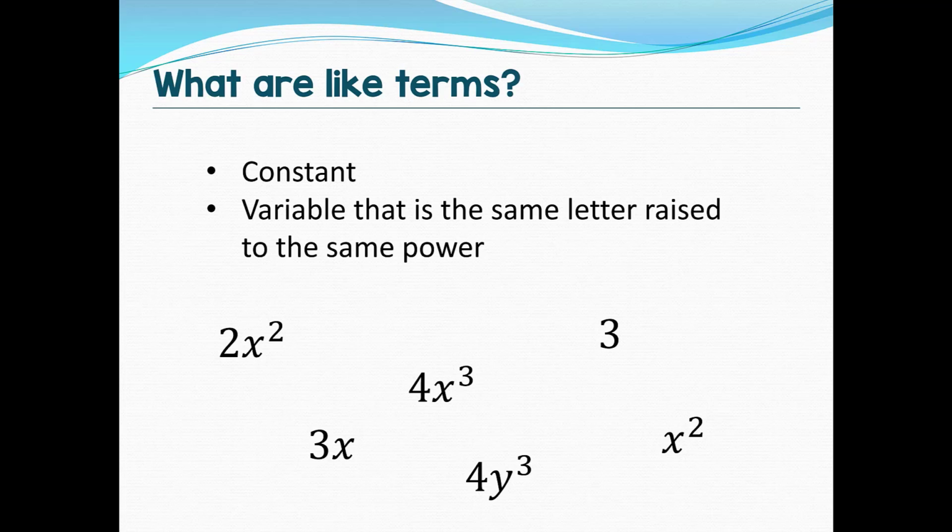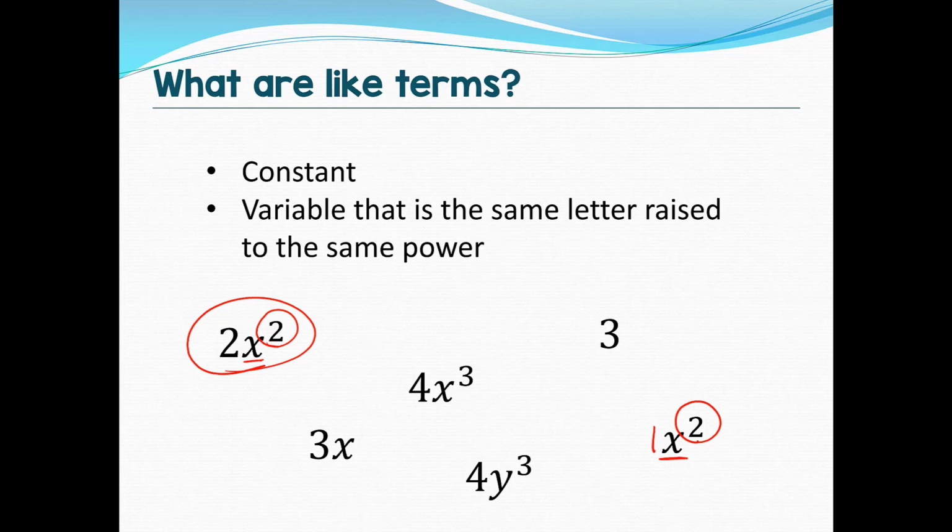So let's start with 2x squared. I've got a variable x and an exponent of 2. So the only thing on here that I could combine that with is this one with an x and an exponent of 2. So I have 2x squared and 1x squared. When there's no coefficient, it's understood that there's one of them. So that could be combined and added to be 3x squared.